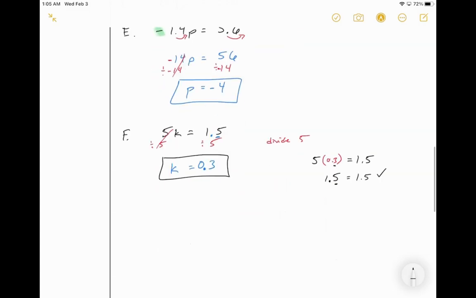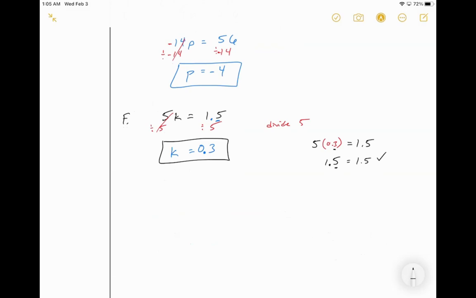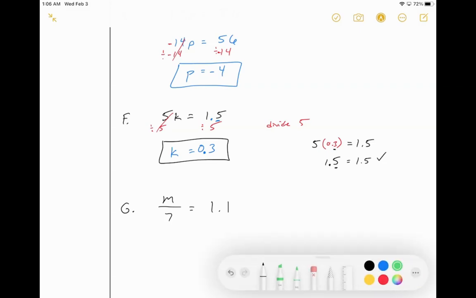One of the types of problems you're going to see on your homework is, what if I have something like this? Let's say I had m over 7 is equal to 1.1, something like that, right? If you see something like that, again, this is not a reciprocal type problem. This is a division problem, right? This part right here is m divided by 7.